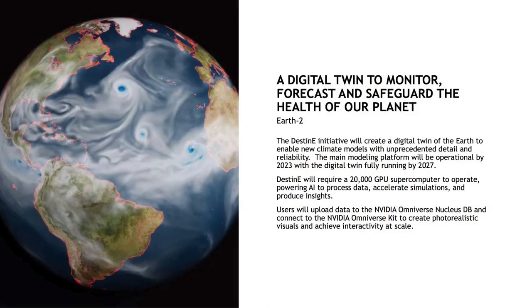Next up, I want to talk about one of the most important initiatives we've taken on here at NVIDIA. It's called Project Earth 2. Earth 2 will create a digital twin of Earth to enable new climate models with unprecedented detail and reliability. The main modeling platform will be operational in 2023 with the digital twin fully running by 2027. This will require a 20,000 GPU supercomputer to operate, powering AI to process data, accelerate simulations, and produce insights. Users will upload data to the NVIDIA Omniverse Nucleus database and connect to the NVIDIA Omniverse Kit to create photorealistic visuals and achieve interactivity at scale.